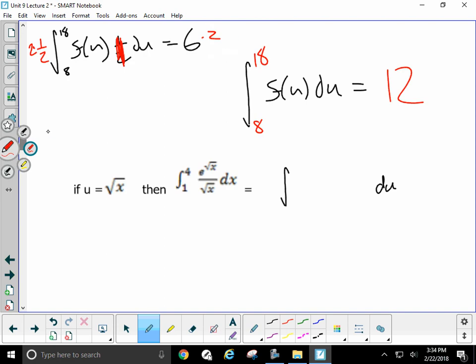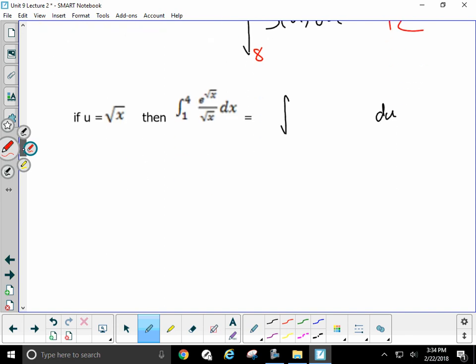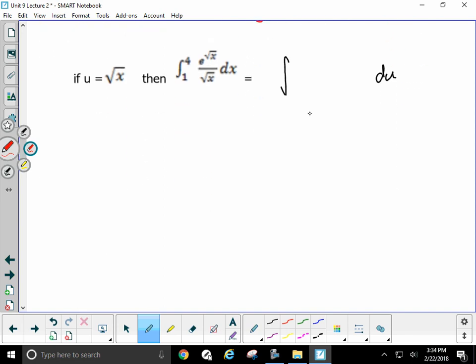Let's do another one like that where you're just forced to write a definite integral with du. So I want you to figure out what goes here, which is a number, which goes here, which is a number, and then what the correct inside of the integral is. And u is equal to root x. I'm telling you that.